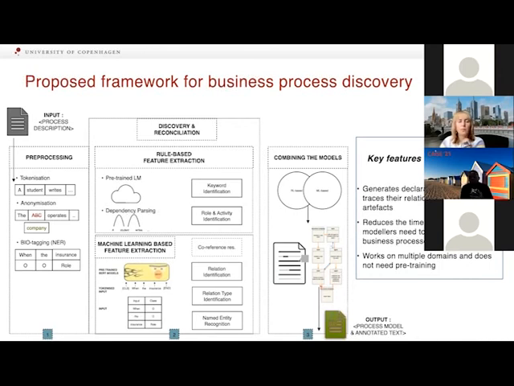Then it goes through the pre-trained BERT model, and we used three different BERT models: relation identification, relation type identification, and a named entity recognition model. Then we combine the two extractions, mainly by intersection, and you get a process model and the annotated text as output. Finally, the key features of this approach: it generates declarative models and traces their relation back to the textual artifacts, and reduces the time that process modelers would spend mapping these processes. And it works on multiple domains. It does not need any domain-specific pre-training before being used.